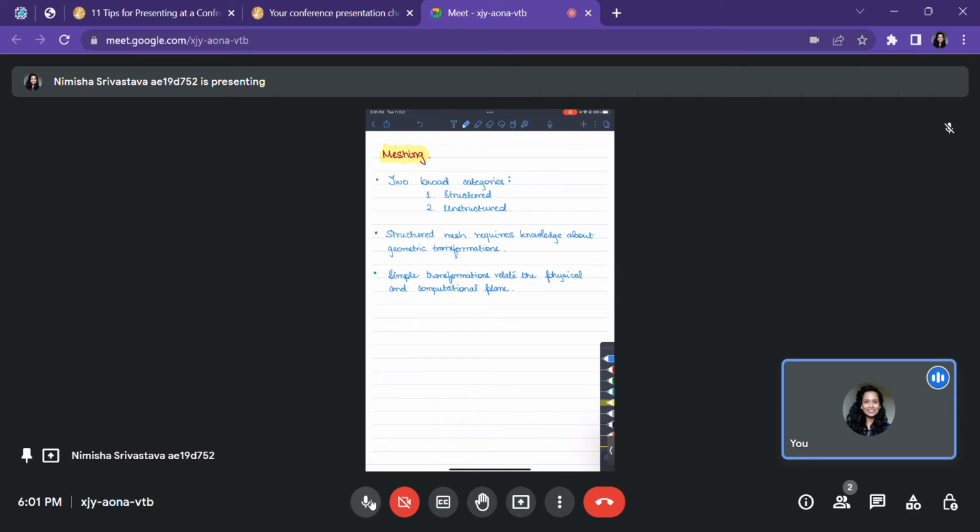the importance of the discretization, that is, dividing the domain into small pieces. Now there are various ways to go about it. There are two broad categories. One is called the structured category, and the other is unstructured.